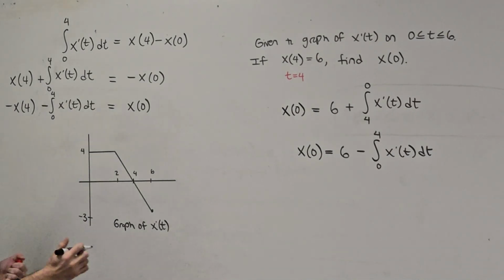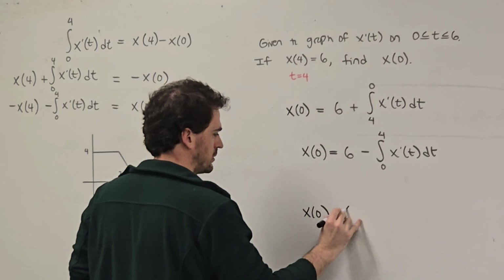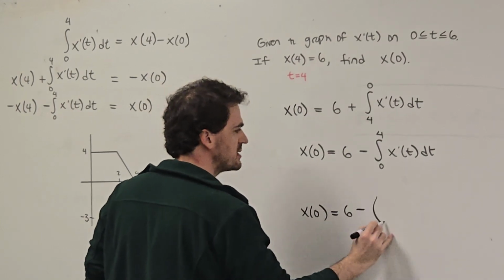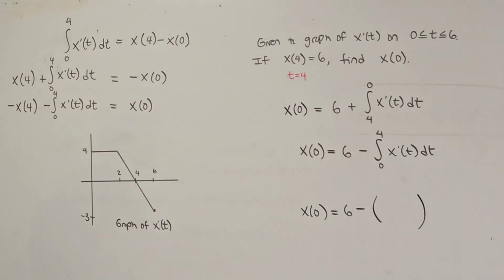So, x of 0 is going to be 6 minus the definite integral from 0 to 4. Don't forget, if you're given a graph of x prime, then the definite integral represents the area bounded between the curve and the x-axis on that interval.